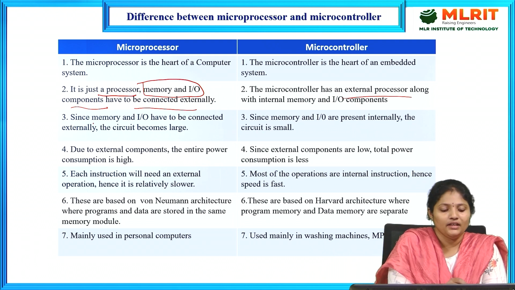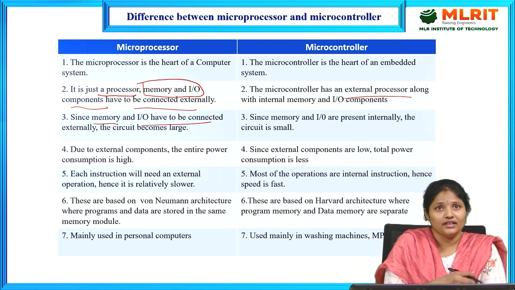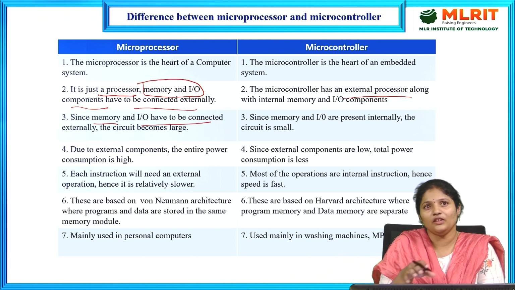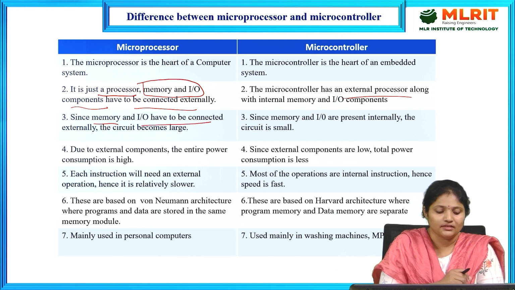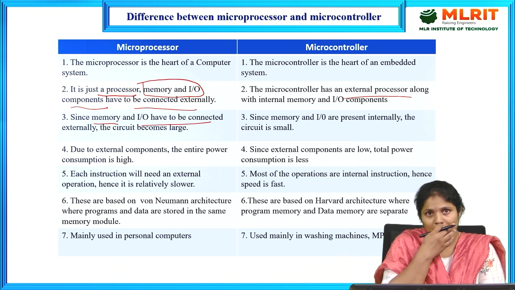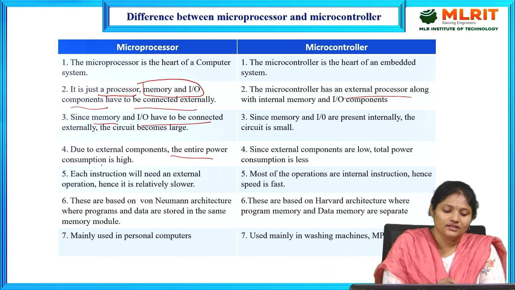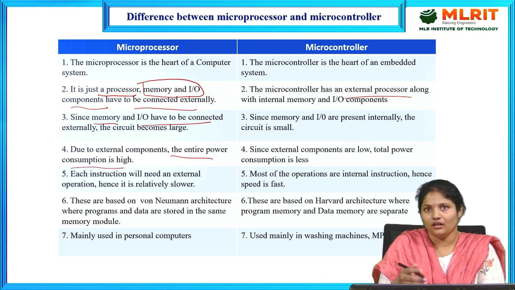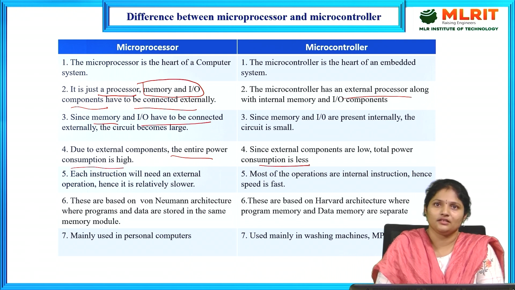Since memory and input-output devices are connected externally, the circuits become large. In the case of microcontrollers, everything will be internal, so the chip is very small when compared to microprocessors. Due to these external components, the power consumption of microprocessors is very high, whereas due to everything being inbuilt, the power consumption of a microcontroller is less.